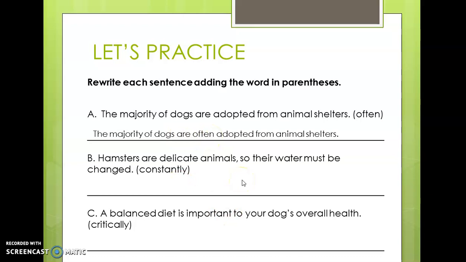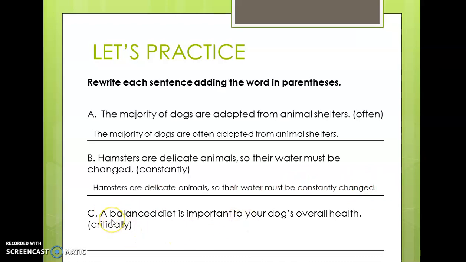B. Hamsters are delicate animals, so their water must be changed constantly. Okay. If you work constantly, what do you think it is? Is it something about time too? So if you were thinking about this, you were totally right. Hamsters are delicate animals, so their water must be constantly changed. So we're using it just before the object and verb to be in this case.